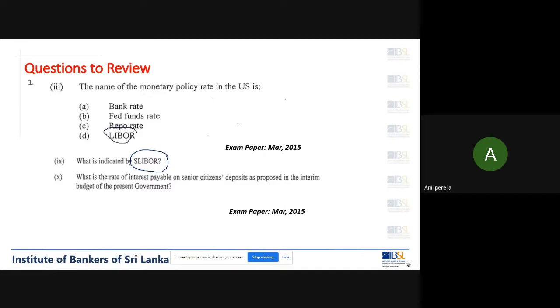Here we have LIBO. LIBO we already know, London Interbank Offered Rate. What is SLIBO? Sri Lanka Interbank Offered Rate. So why did I discuss it? Now SLIBO is not calculated and published by the central bank. It is discontinued. Okay. So similar to LIBO, SLIBO indicates the bank's willingness to lend in the market on a particular day, at which rate they would like to lend. That is the idea. Clear?